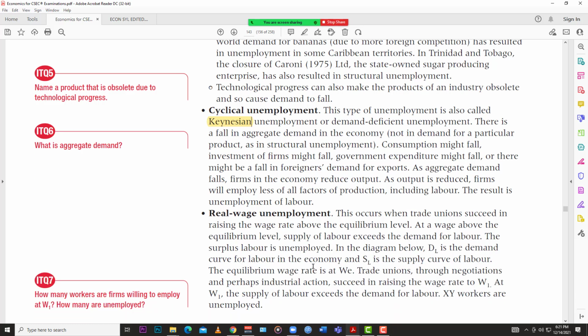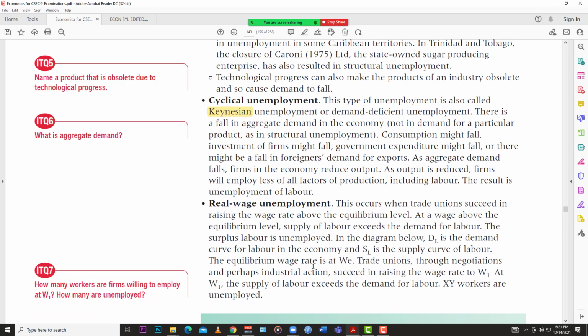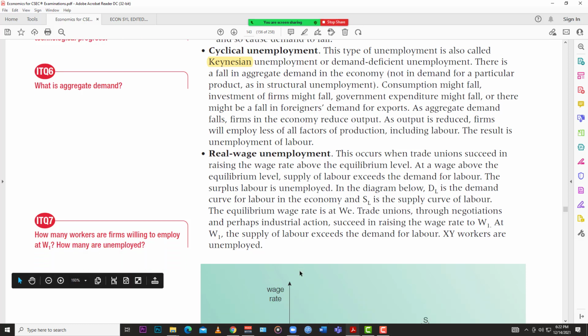Then we have the last one. Real wage unemployment. This occurs when trade unions succeed in raising the wage rate above the equilibrium level. At a wage above the equilibrium level, supply of labor exceeds demand for labor. The surplus labor is unemployed. Simple as that. It's too expensive to employ too many persons, so some persons become unemployed because the real wage has gone up. In the diagram below, we can see it right here.